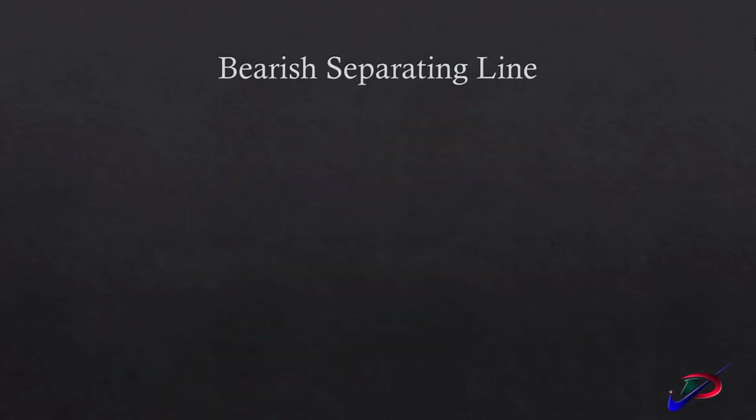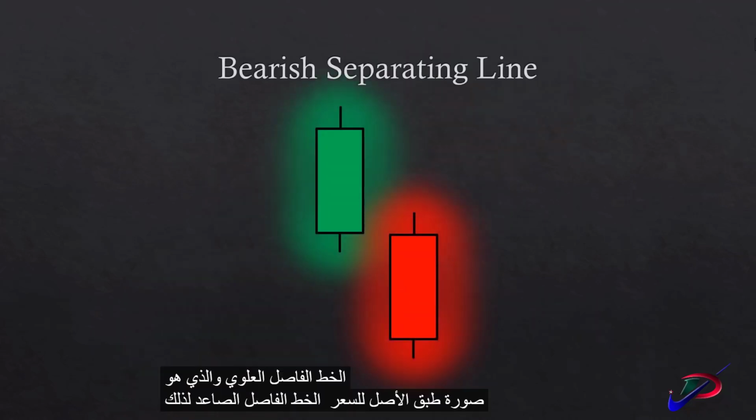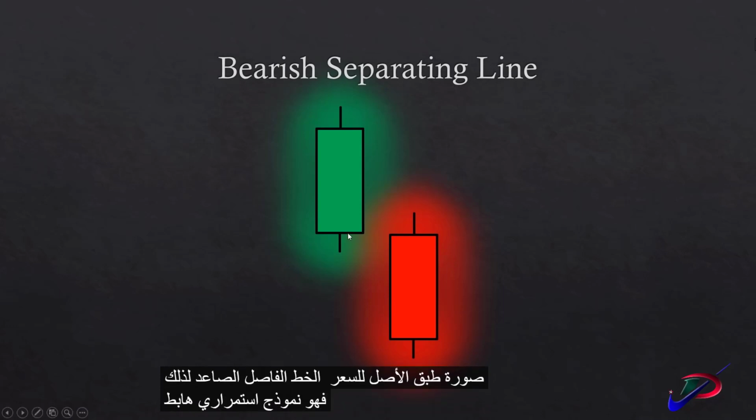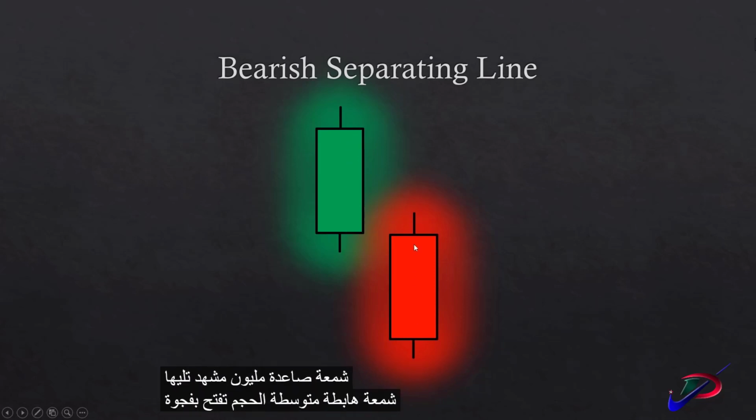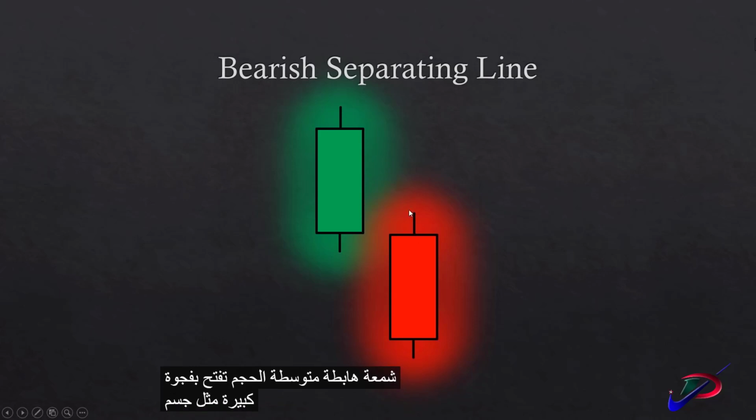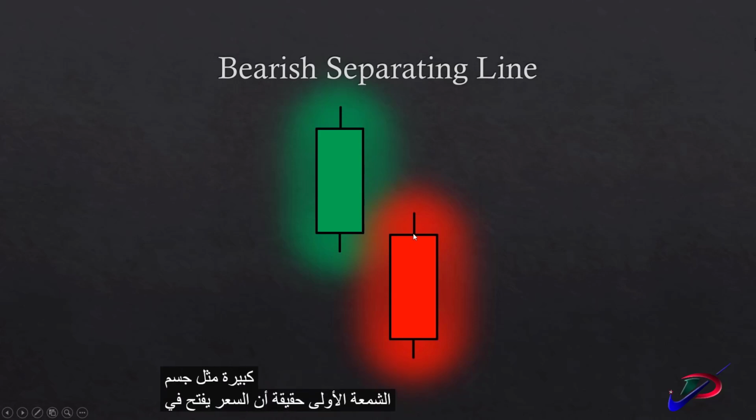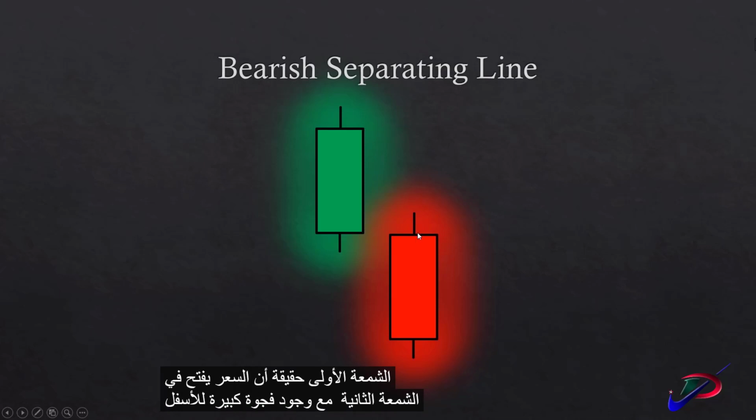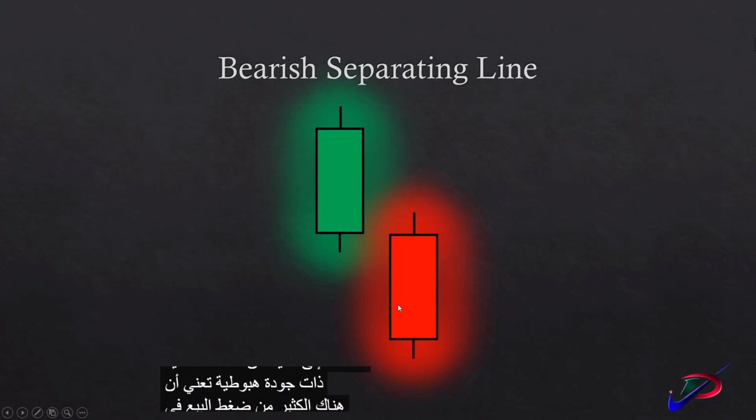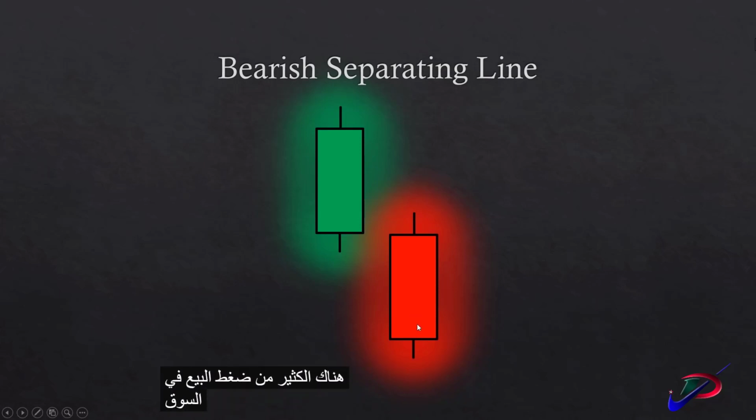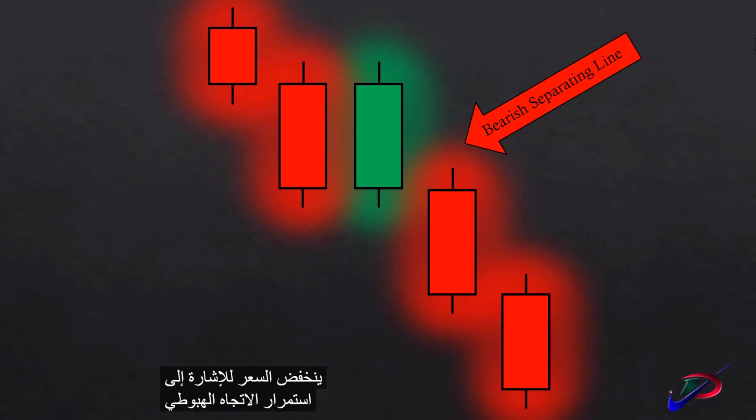Next we have the bearish separating line, which is the mirror image of the bullish separating line, so it's a bearish continuation pattern. The pattern is formed by a medium-sized bullish candle followed by a medium-sized bearish candle that opens with a gap as large as the body of the first candle. The fact that price opens in the second candle with a large gap down, added to the fact that the second candle has a bearish quality, implies that there is a lot of selling pressure in the market. The bearish separating line will appear when price is going down in order to signal a continuation to the downside.